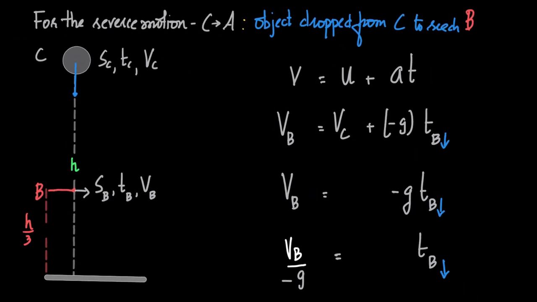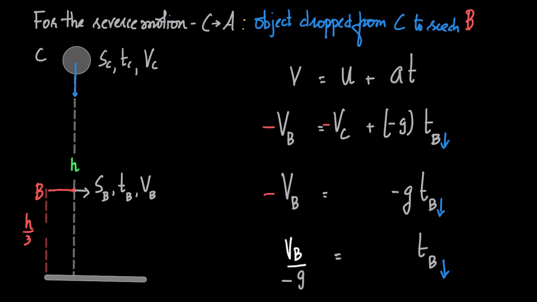Now, the first equation, V is equal to U plus AT. What is V_B? It is V_C plus minus g into T_B. Exactly. This is where the mistake comes in, right? Is there something wrong in this equation? You pointed it out correctly. This is wrong. Why? Because velocity is acting downwards. It is minus V_B. Initial velocity as well is acting downwards. It should be minus V_C, which doesn't matter here. Why? Because it is dropped from rest.